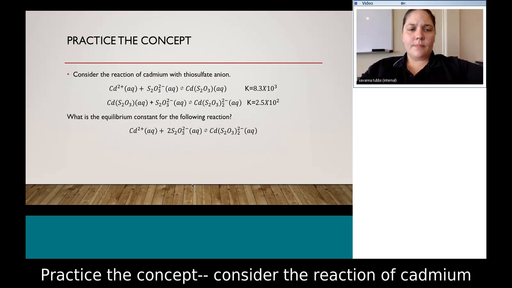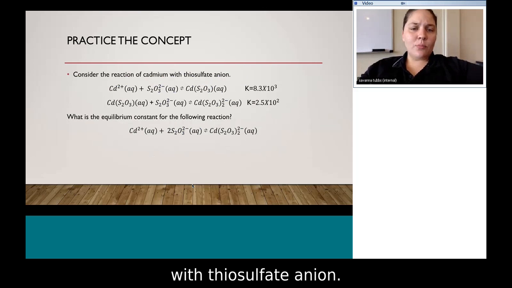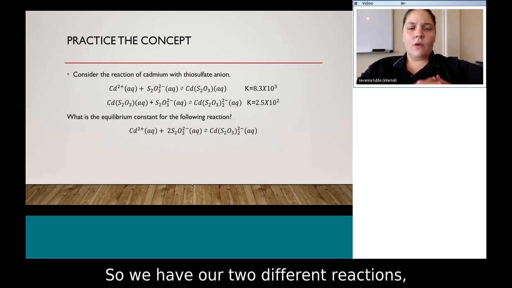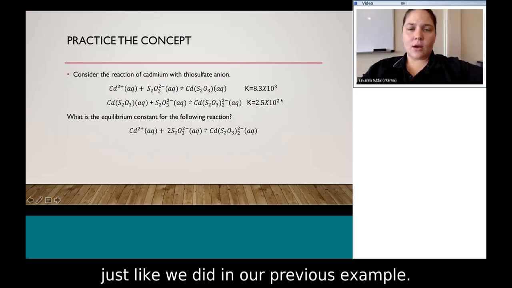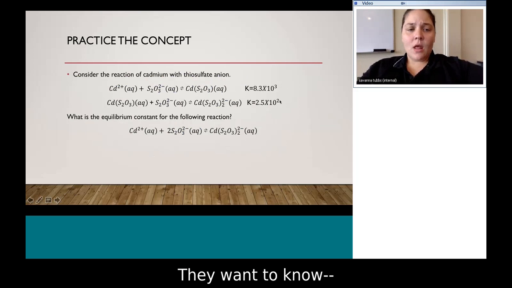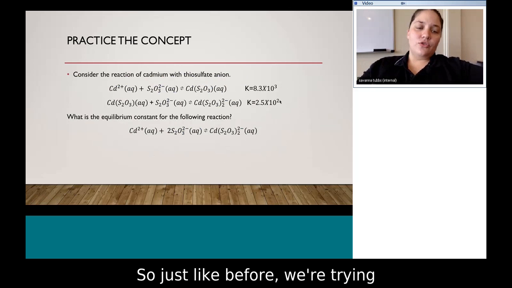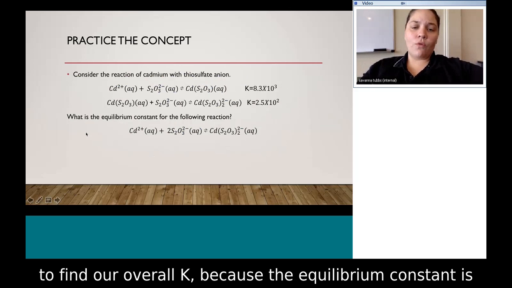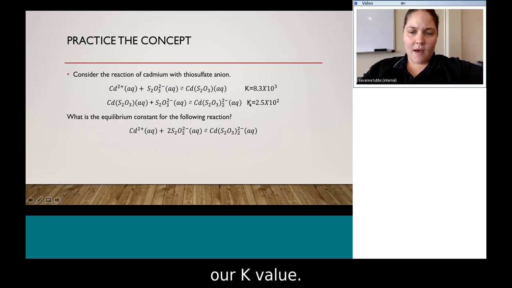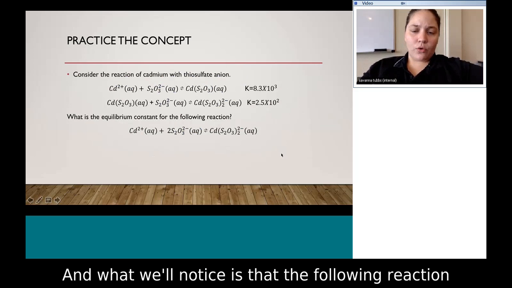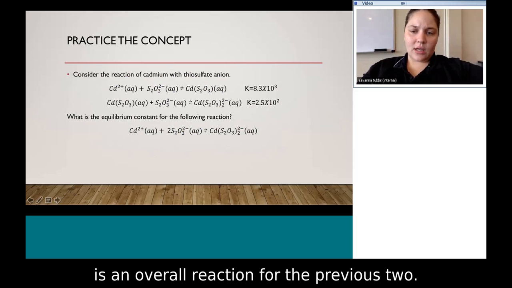Practice the concept. Consider the reaction of cadmium with thiosulfate anion. So we have our two different reactions, just like we did in our previous example. They want to know, what is the equilibrium constant for the following reaction? So, just like before, we're trying to find our overall K, because the equilibrium constant is our K value. And what we'll notice is that the following reaction is an overall reaction for the previous two.